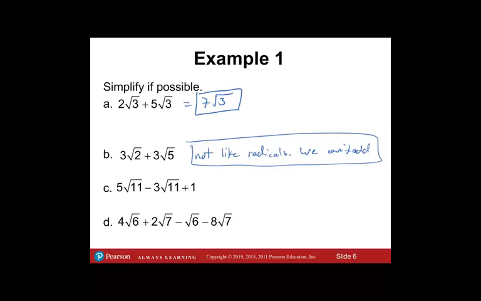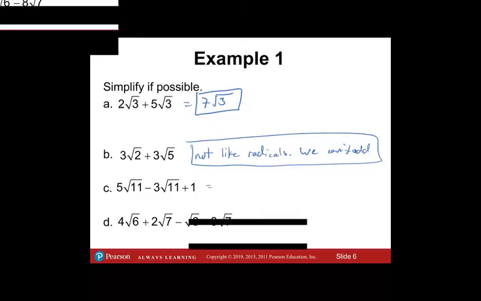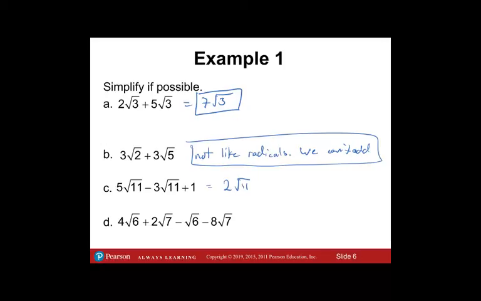Let's see. So we have a square root of 11. We got 5 root 11 minus 3 root 11. Those two can be added. So then 5 minus 3 is going to be 2 root 11. And then that plus 1 just stays.